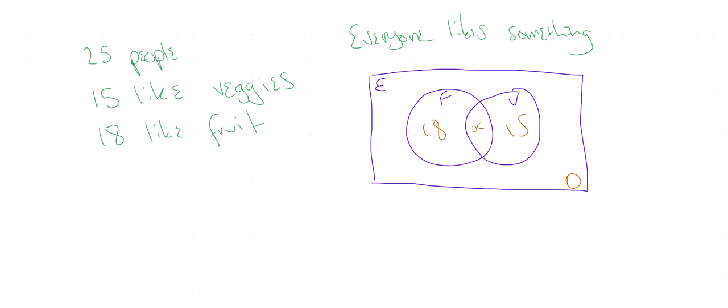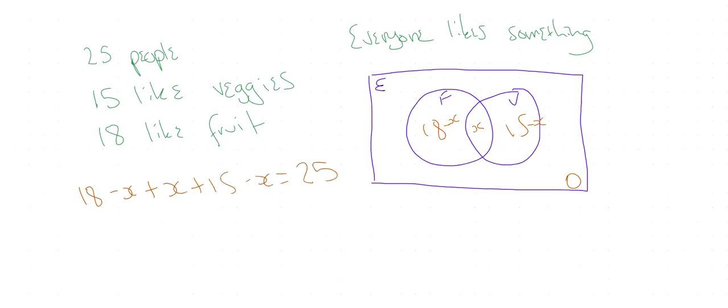So this is X. What this is actually saying is there's 18 people in both of these sections. So if that's X, isn't this bit 18 minus X? And if this is 15, this bit must be 15 minus X. So 18 minus X plus the section here, X, plus 15 minus X equals what? 25. There are 25 people altogether.